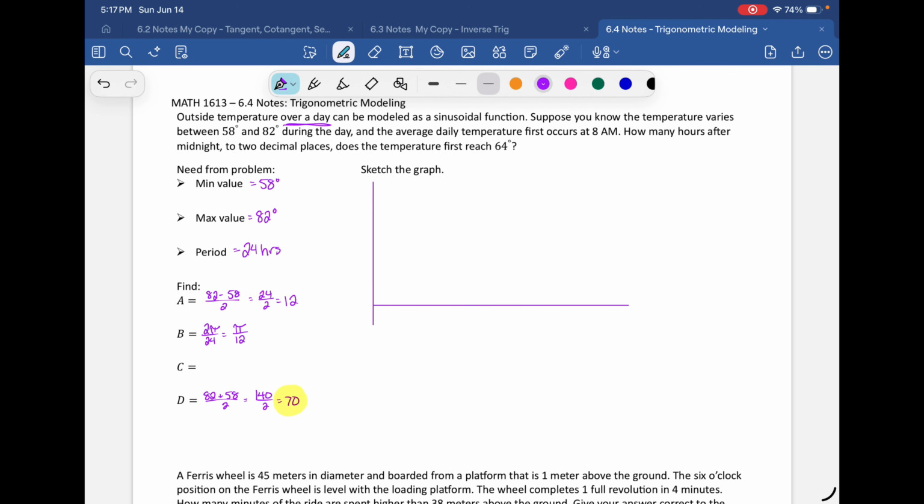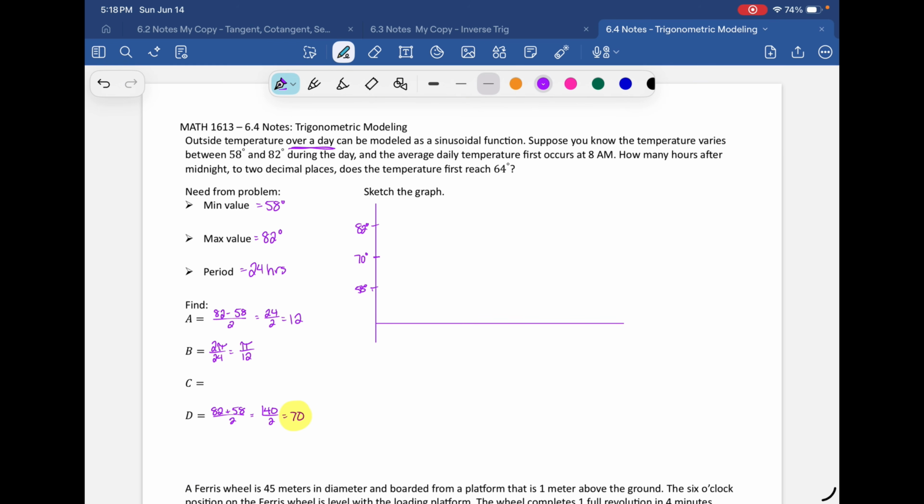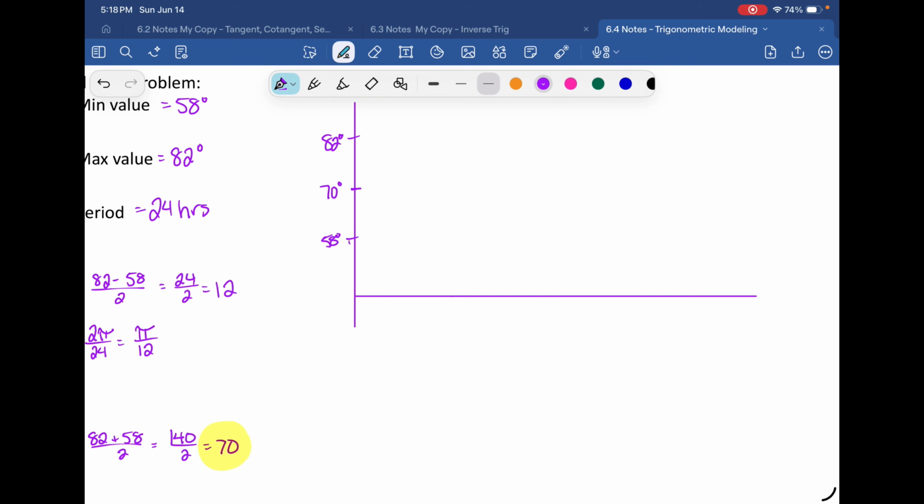All right, your drawing doesn't have to be to scale, so I'm going to put the 58 right here, and 82, I don't know where my head was, right there. And the midline there. All right, so the first thing I know is that it hits the daily average temperature at 8 a.m. So I'm just going to draw an 8 a.m. right here. Okay, and I'm hitting that mid.